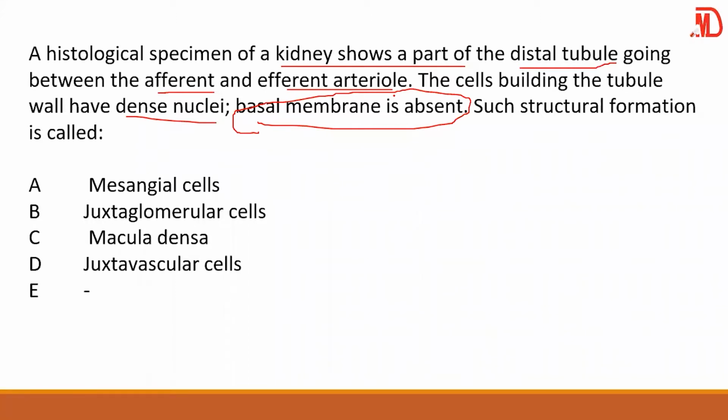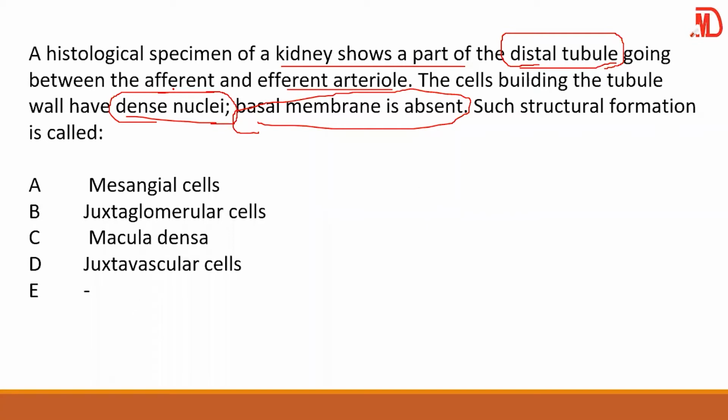The distal convoluted tubule. And again, they are telling us that this specimen is found at the distal tubule or the distal convoluted tubule. So over here, we are looking at the macula densa. Even if you only remember the dense nuclei that they possess, they are found on the distal convoluted tubule.